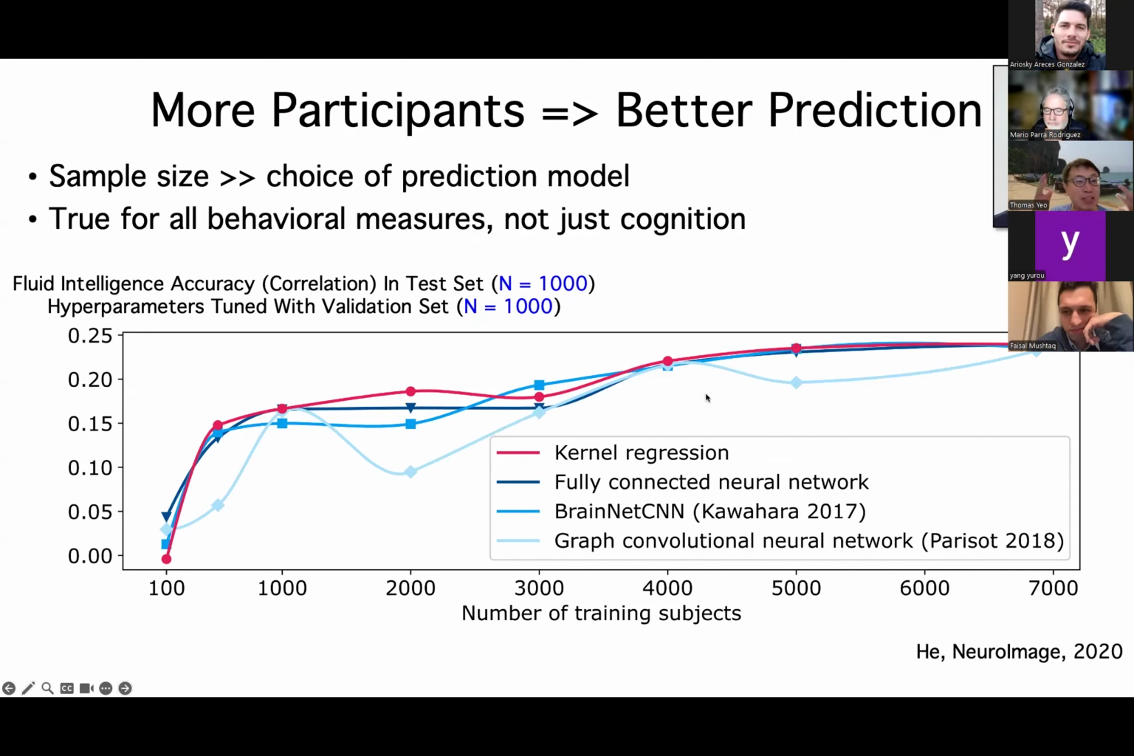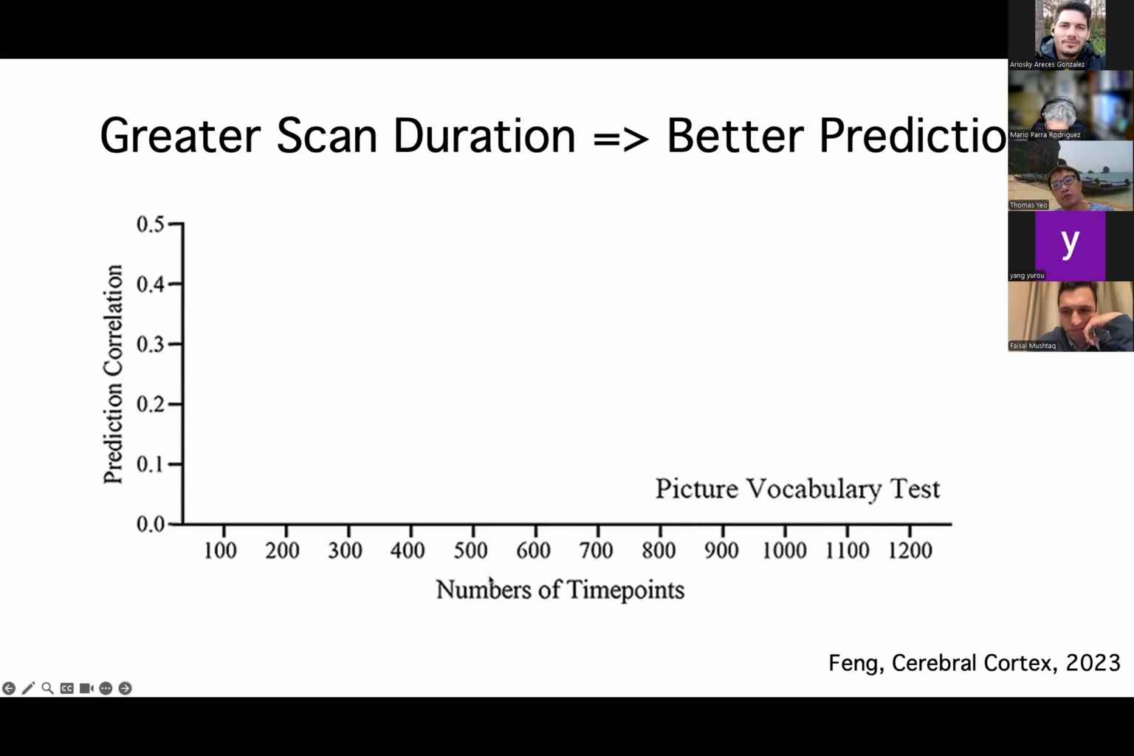So coming from an engineering background, this is really sad for my students who like to come up with these complex models. But actually, just by increasing sample size, we can increase prediction accuracy a lot. What about scan duration? If sample size is fixed and we increase scan duration, prediction accuracy for certain cognitive measures also improves. So here's a result from Professor Jing Wei from Beijing Normal University. The x-axis is the number of fMRI time points. The y-axis is the prediction accuracy for the picture vocabulary test in the Human Connectome Project. As we increase scan duration per participant, prediction accuracy increases, as we expect.